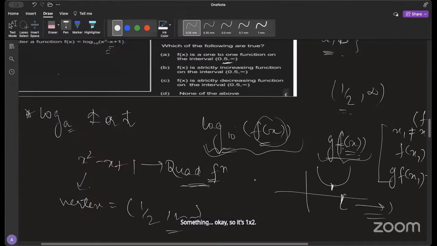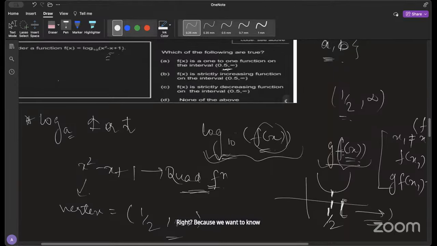Now, if it's 1 by 2, this is your parabola's vertex, (1/2, 3/4). That doesn't matter. We don't need the y coordinate now. We just wanted this, because we want to know, you have been given a domain of a function, the x coordinate. Y coordinate's not needed. So half is the x coordinate of your vertex.